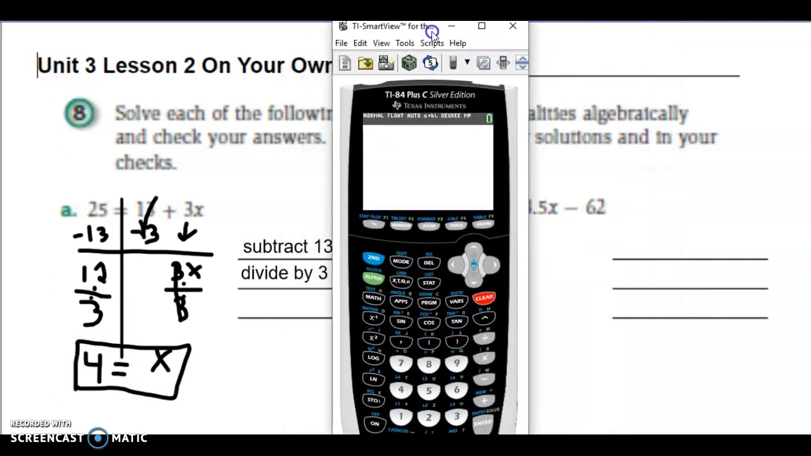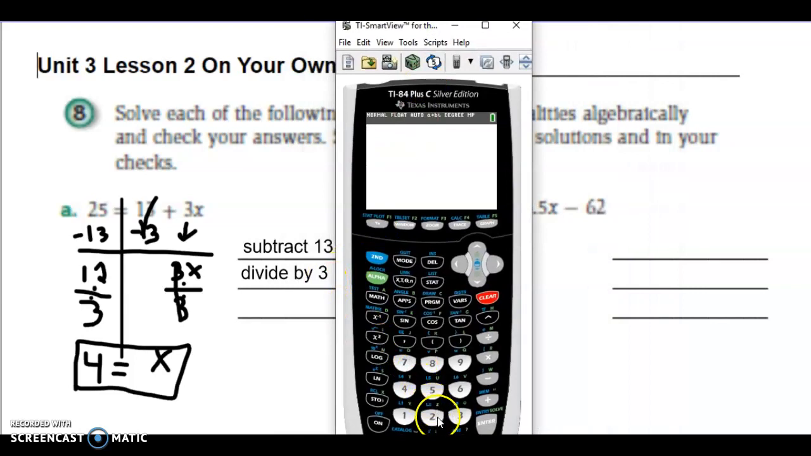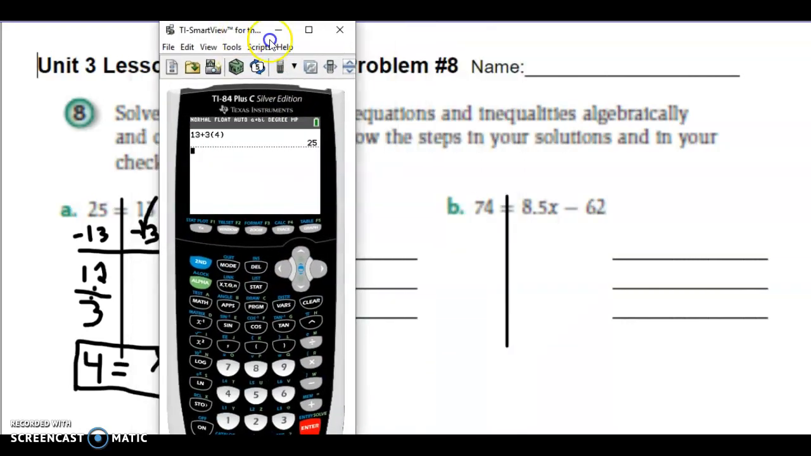We can check our answer here by checking that when we do 13 plus 3 times 4, we should get 25. And we do, so we know that we've done this correctly. That's our check. All right, let's move on to the next problem.